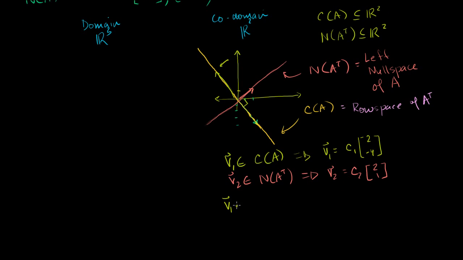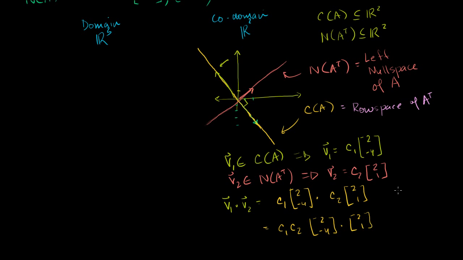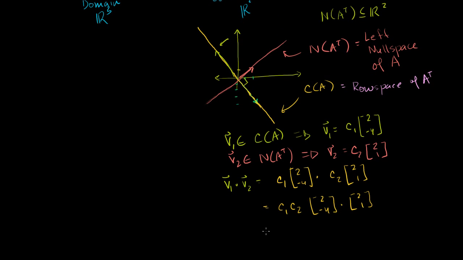So V1 dot V2 is equal to, I'll arbitrarily switch colors, C1 times 2, -4 dot C2 times 2, 1. And then the scalars, we've seen this before. You can just say that this is the same thing as C1 C2 times the dot product of 2, -4 dot 2, 1. And then what is this equal to? This is going to be equal to C1 C2 times 2 times 2 is 4, plus -4 times 1, minus 4.